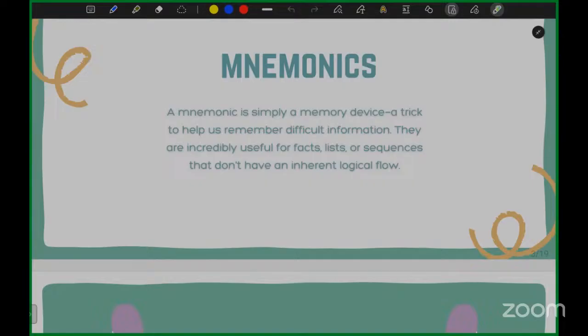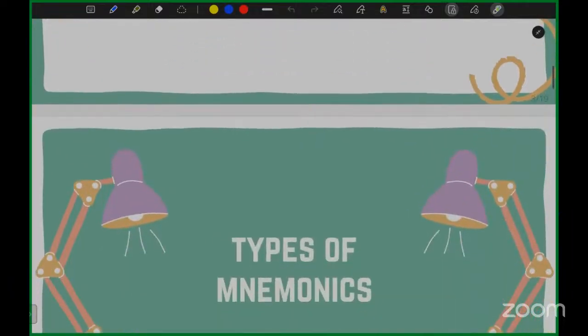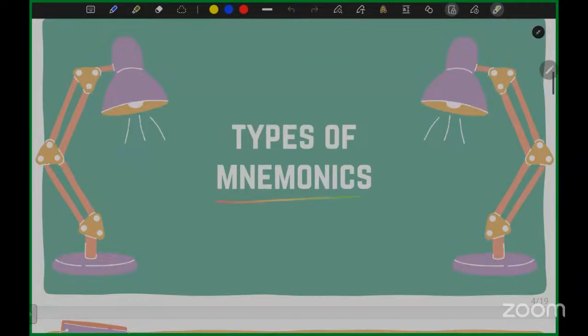Chennai has the largest beach, and the beach is related to Marina. Like this, a lot of things are there. They are incredibly useful for facts, lists or sequences. It will be difficult to understand this technical definition here. If we move on to the types of mnemonics, it will be much easier for you to understand better. So mnemonics is nothing but what I told you: it's a memory device. Just focus on that part itself now.